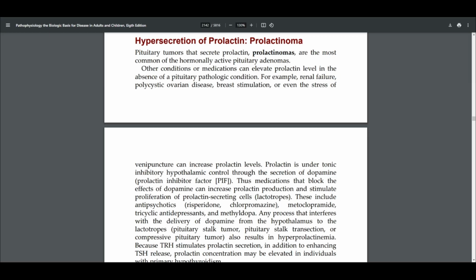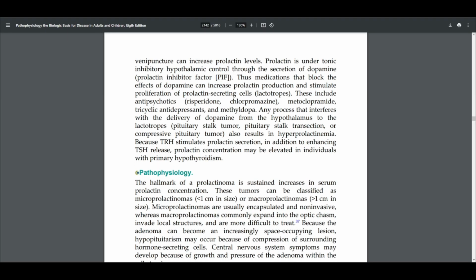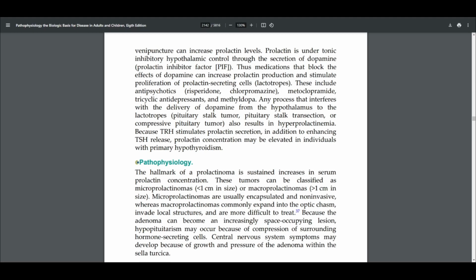Prolactin is under tonic inhibitory hypothalamic control through the secretion of dopamine. Thus, medications that block effects of dopamine can increase prolactin production and stimulate proliferation of prolactin secreting cells. These include antipsychotics, such as risperidone, chlorpromazine, metoclopramide, tricyclic antidepressants, and methyldopa.